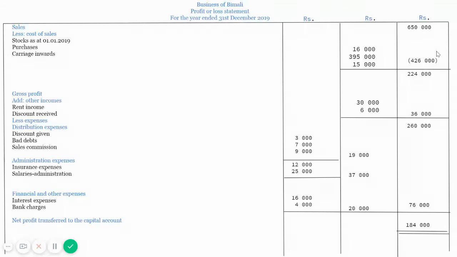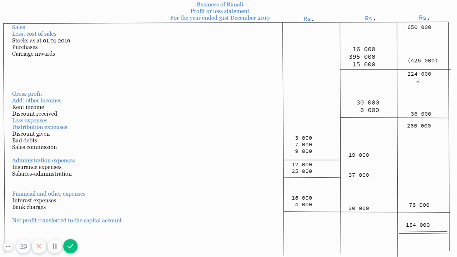We are putting it within brackets because we are going to find the gross profit by finding the difference of sales and the cost of sales. Gross profit will be the difference of sales and the cost of sales. So thereby you will get the gross profit, which is 224,000. Cost of sales 426. From the sales of 650, when you deduct 426, you'll end up with a gross profit of 224,000.